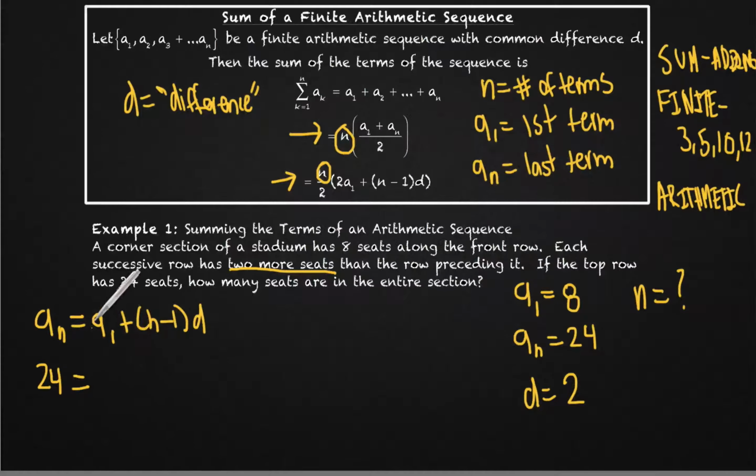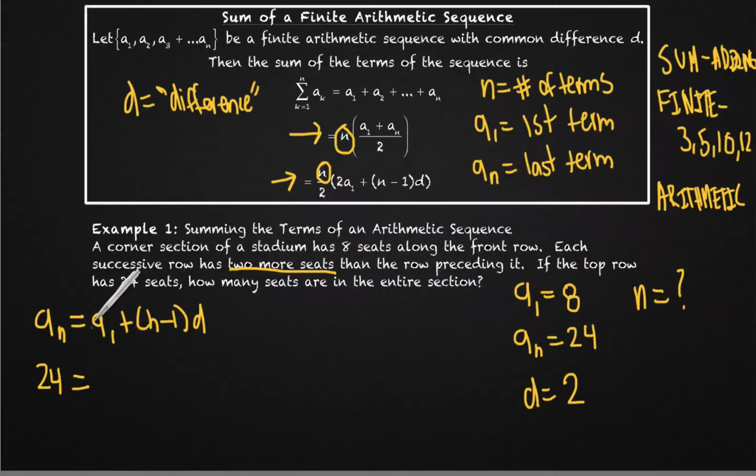A1 is 8. That's the number of seats in the front row. We do not know n. That's what we're looking for, but we know d is 2. So we can now distribute. And so we get 24 is equal to 8 plus 2n minus 2. And so when we work this out, we're going to end up getting n is equal to 9. So that lets us know that there are 9 rows of seats that we are adding together.